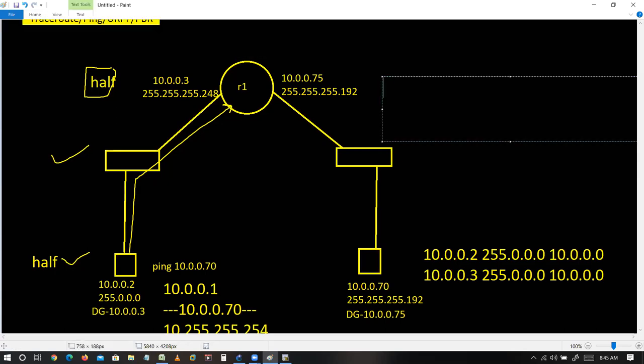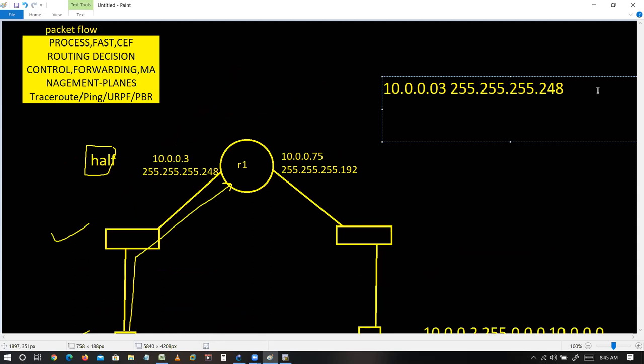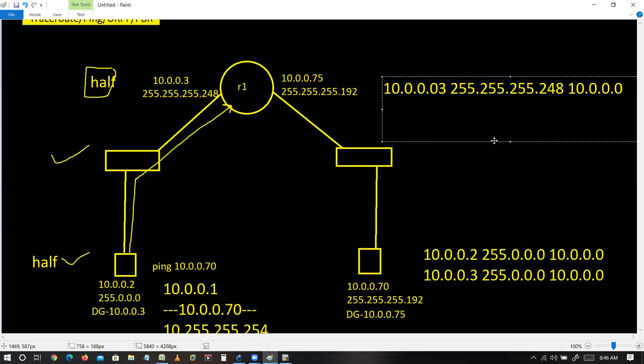It will say my address is 10.0.0.3, and my mask is 255.255.255.248. But if we have this ID, then 100% the answer will be 10.0.0.0, right? Because whenever it finds the network ID, this will be the network ID, correct? Right, Atif? Yes. Okay.